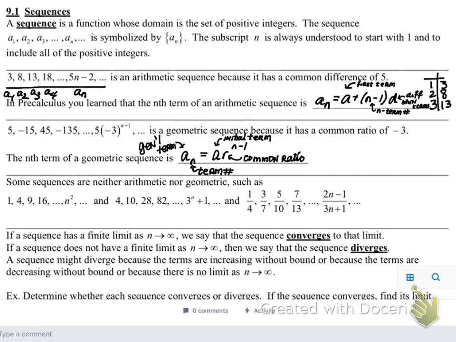If a sequence, that is the list of numbers, has a finite limit as n approaches infinity, we say that it converges to that limit. And if a sequence does not have a finite limit as n approaches infinity, then we say that that sequence diverges. A sequence might diverge because the terms are increasing without bound, or because the terms are decreasing without bound, or because there actually is no limit. Sometimes they just bounce back and forth a lot. You'll see examples of this in a second.